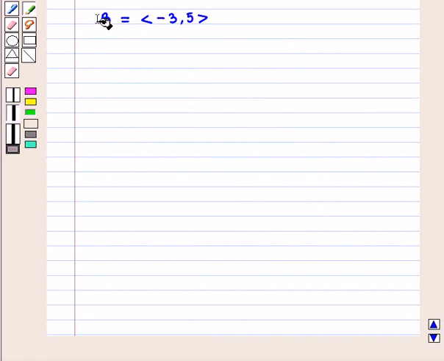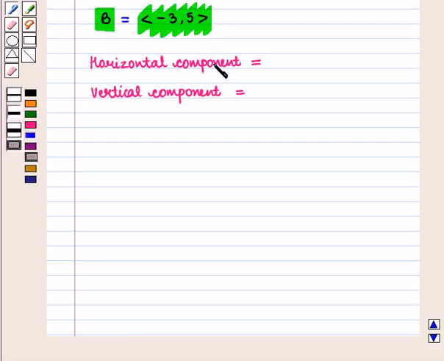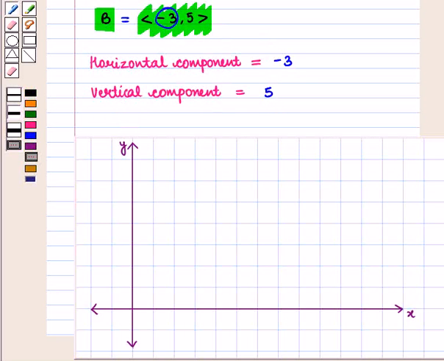Now we have to draw vector B, given by the ordered pair (-3, 5). Here, the horizontal component is -3 and the vertical component is 5. Now again we take any point as the initial point. Now the horizontal component is -3. So from here we move 3 units to the left horizontally as the horizontal component is negative.